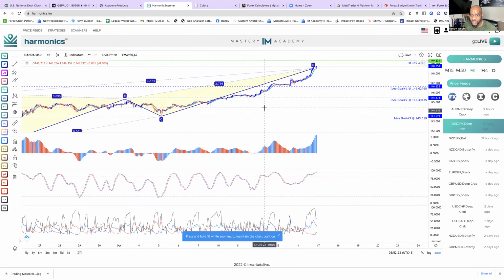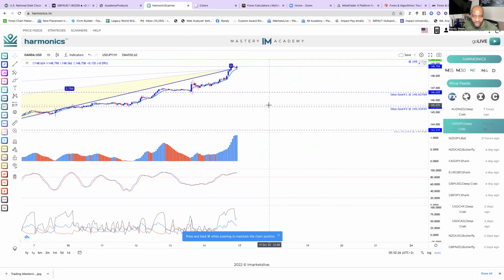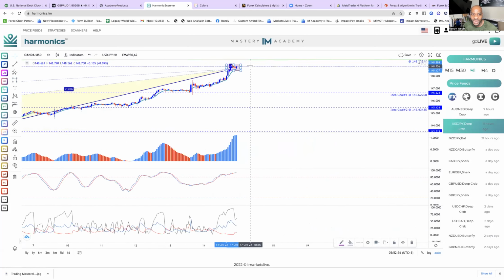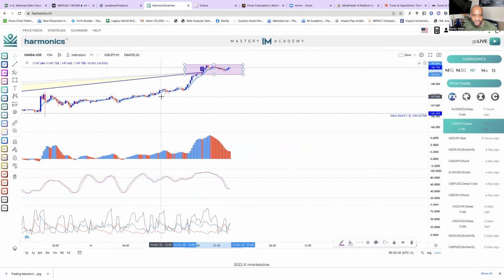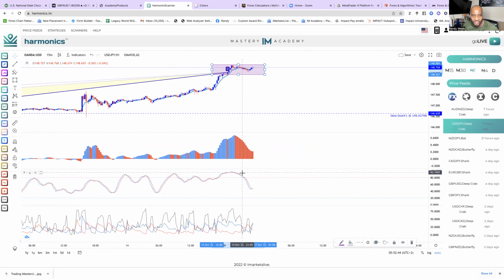Let me give you guys a quick checklist of what I look at. So that's the 1 hour, let's take it down to 15 minutes. Box this up. So what I like to do once we have the whole pattern created, I like to box up the last couple of candles, the consolidated candles, go to a smaller time frame, so 15 minutes, and I look to see if we have any type of divergence in the market.